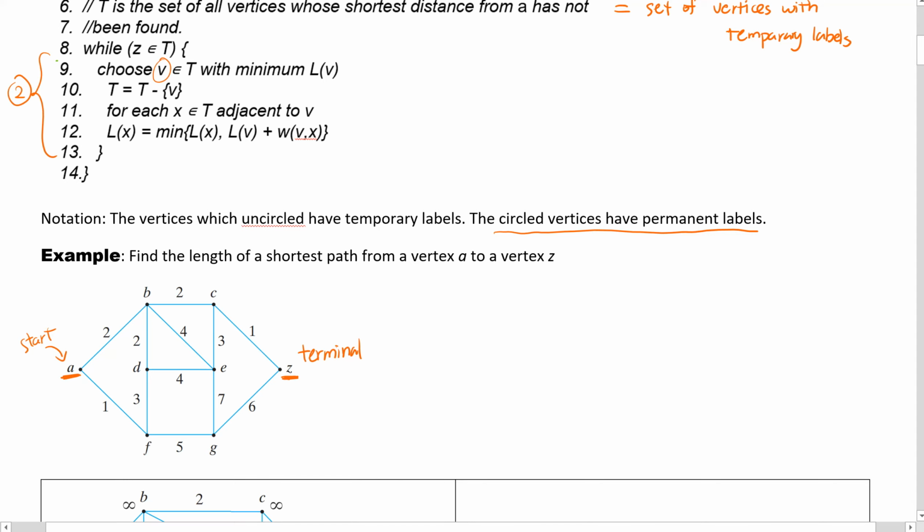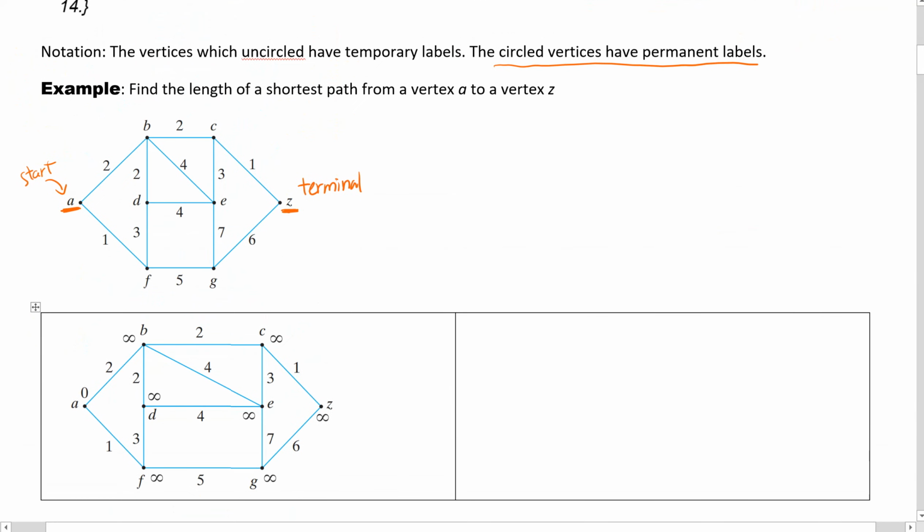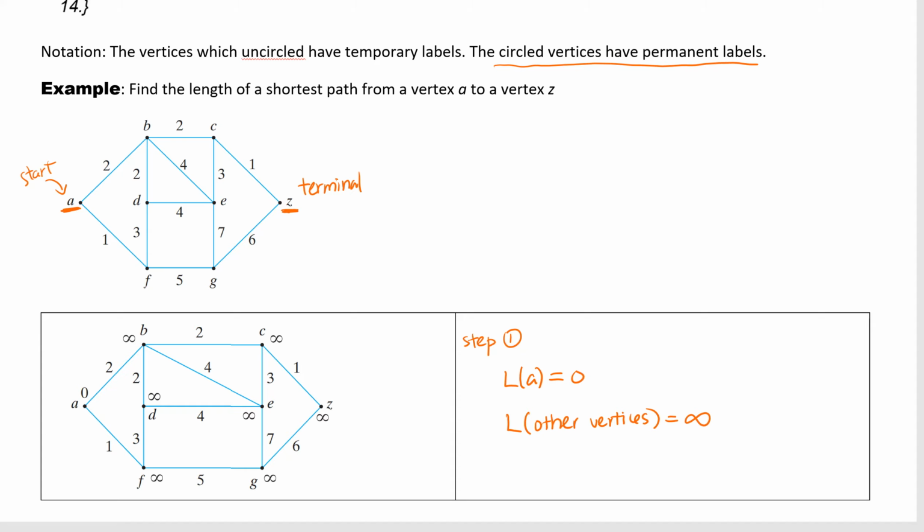So here I make a table, and then for each step I can show you what I do in that step. Okay, so first step, label. This is step 1. Label A 0. So L of A is 0, and then L of other vertices to be infinity. So this is the first step.